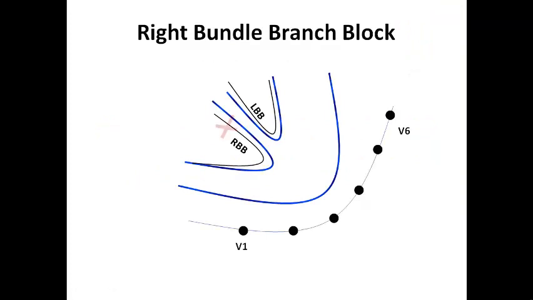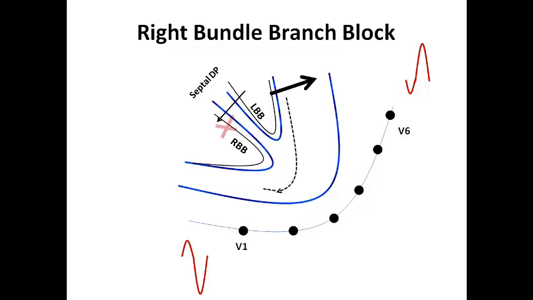Here we have an affection in the right bundle branch, in the right ventricle. So septal depolarization will be intact in a left-to-right direction, and so you will still have the normal initial R wave in V1 and initial Q wave in V6. Then we have the normal left ventricular depolarization, with no problem, giving rise to the deep S wave in V1 and the large R wave in V6.